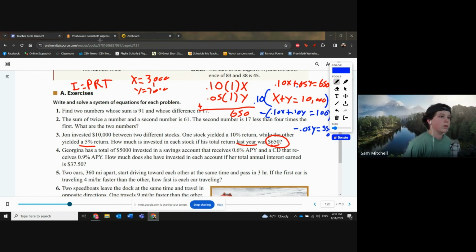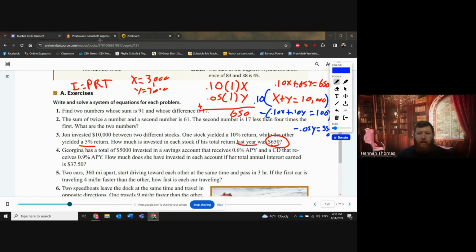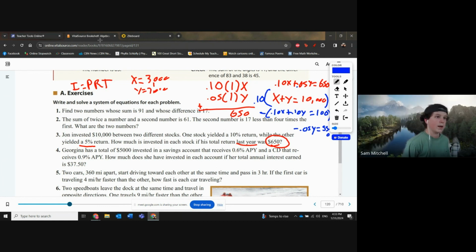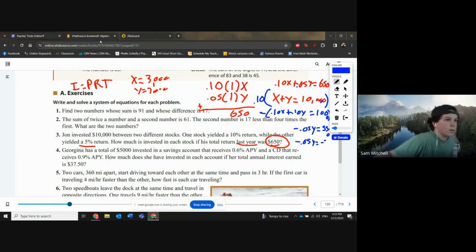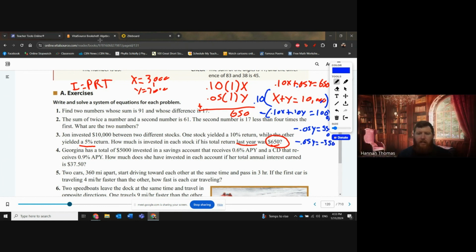Okay, then let's see. We shouldn't multiply it by 10,000. That's too much. Oh, sorry. It's not 100, is it? It's 1,000. Yeah, it was 1,000. I typed it in. But still, it would be 650 minus 1,000. So you have negative 0.05y equals negative 350. Right? 650 minus 1,000? Yeah, that's negative 350.